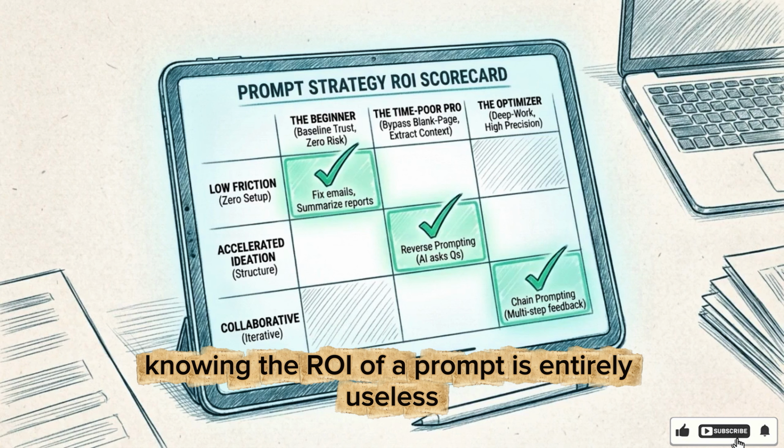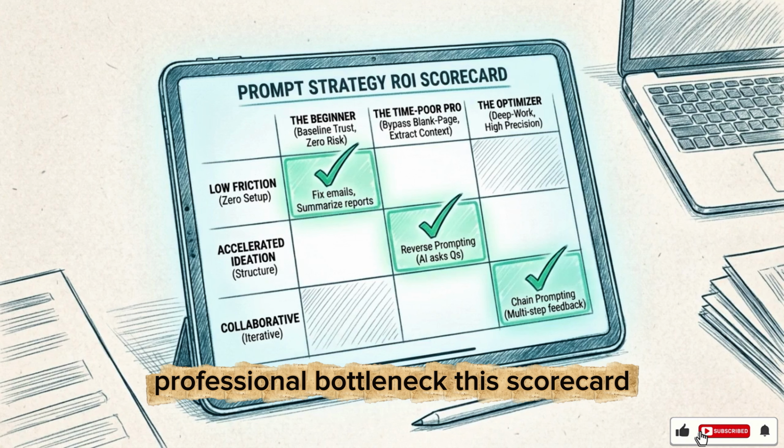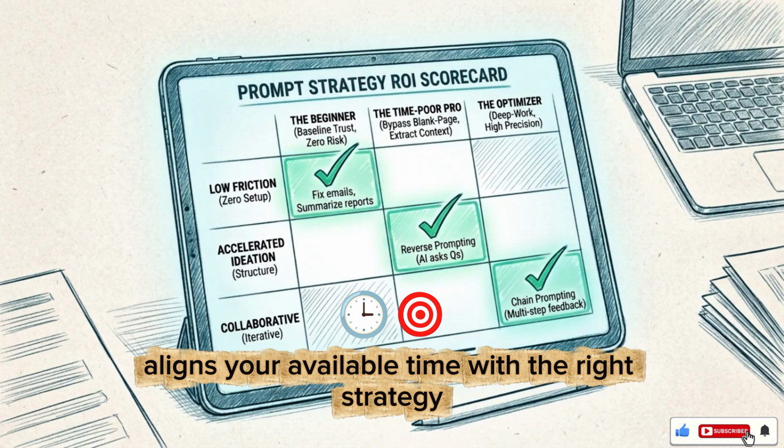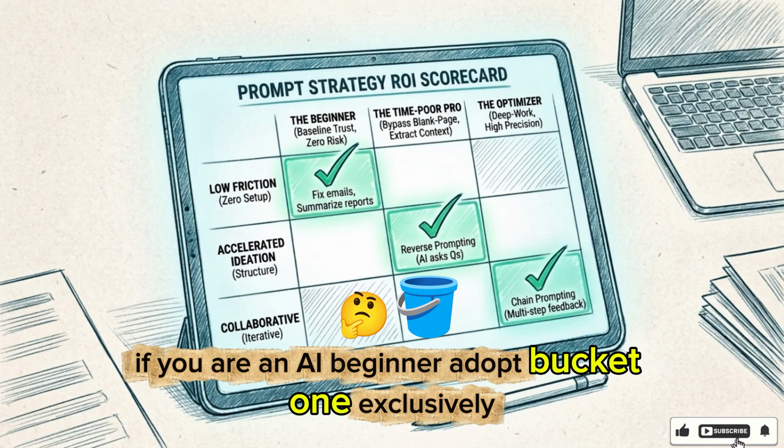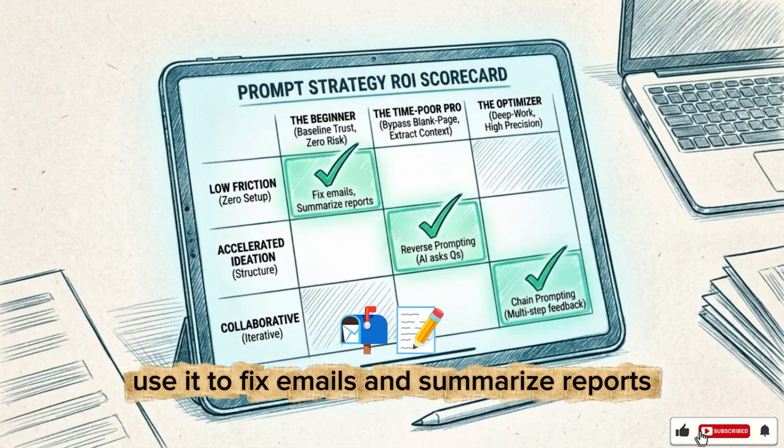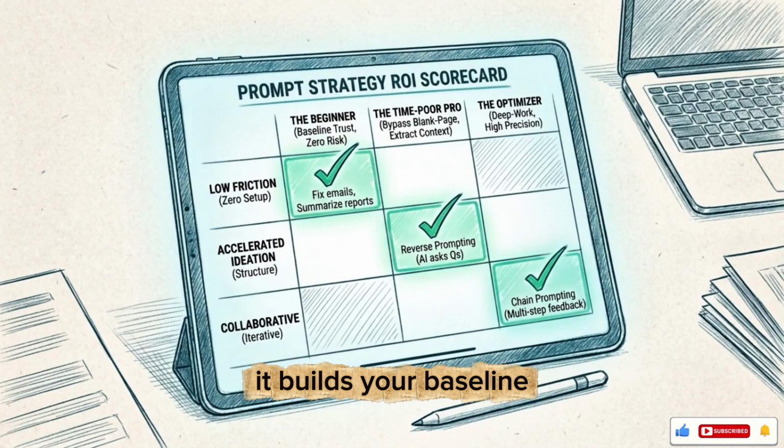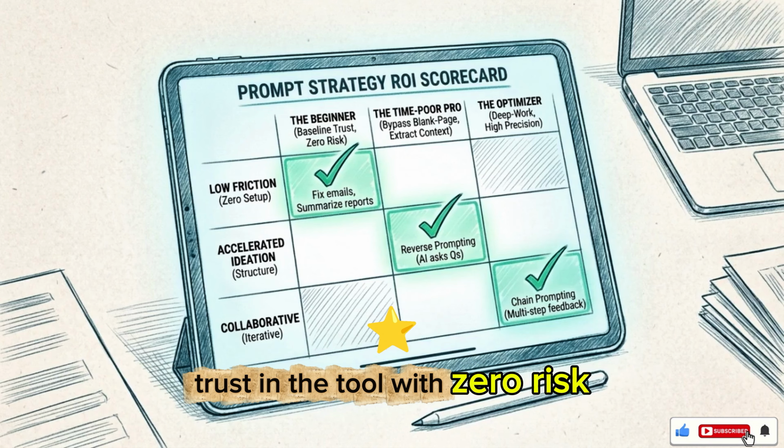Knowing the ROI of a prompt is entirely useless unless you match it to your specific professional bottleneck. This scorecard aligns your available time with the right strategy. If you are an AI beginner, adopt Bucket 1 exclusively. Use it to fix emails and summarize reports. It builds your baseline trust in the tool with zero risk.